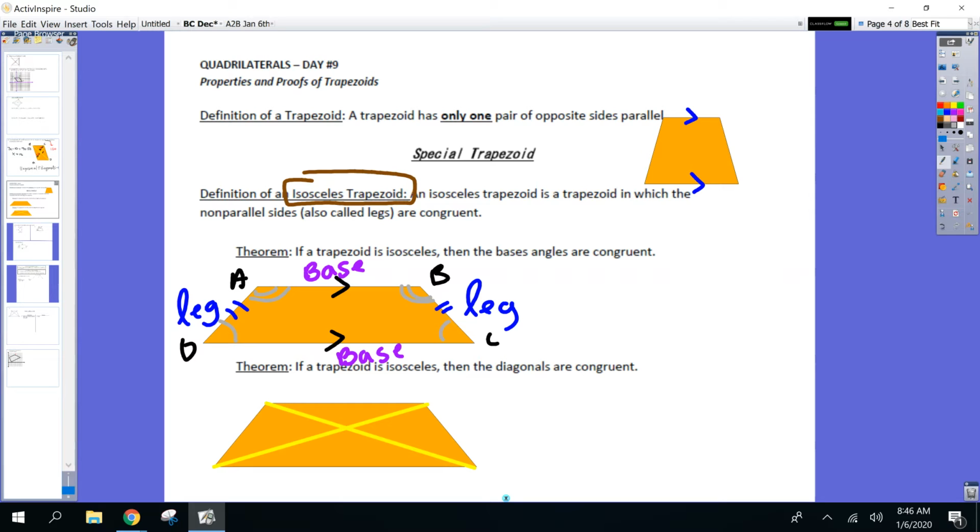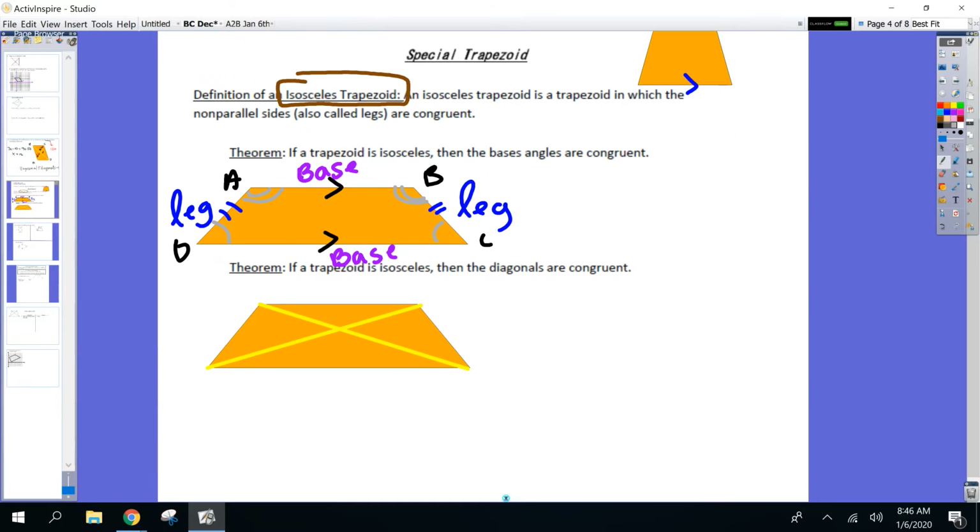All good? Base angles are congruent, and the final theorem, it doesn't have many properties, but diagonals are congruent. Okay, diagonals are congruent. Does the theorem say they bisect each other? Anybody see that? No. Does it say they're perpendicular? No. The only thing you have is that they are congruent.